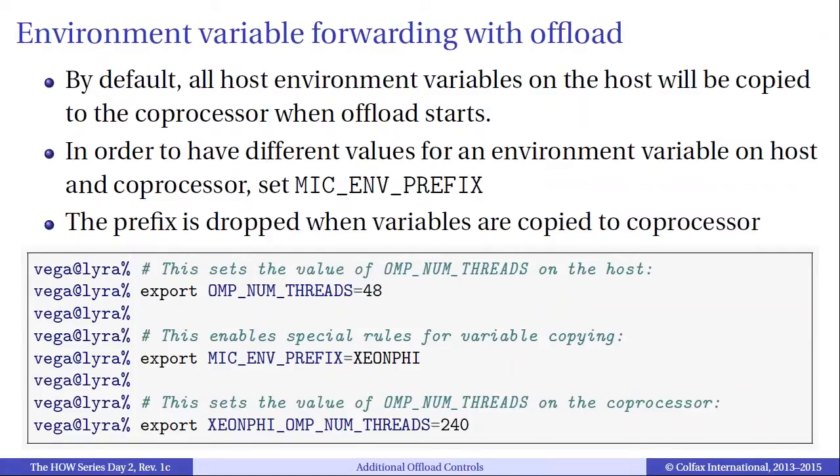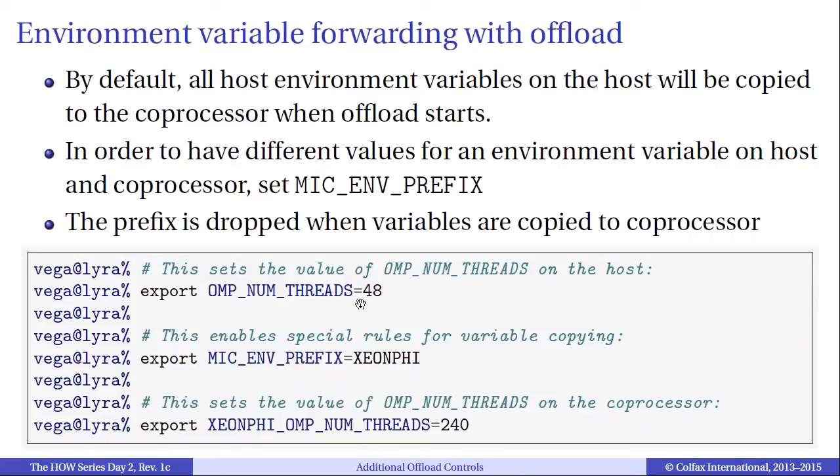With environment variables, when you do offload, the default behavior is that all environment variables on the host are copied exactly to Xeon Phi, with one exception. LD_LIBRARY_PATH is not copied over. So sometimes this is a good behavior because you just set environment variables on the host, and these environment variables help your application on Xeon Phi. But other times you may want to have different values for one environment variable on the host and on Xeon Phi. For example, this variable, we will discuss it on Monday in the section about OpenMP.